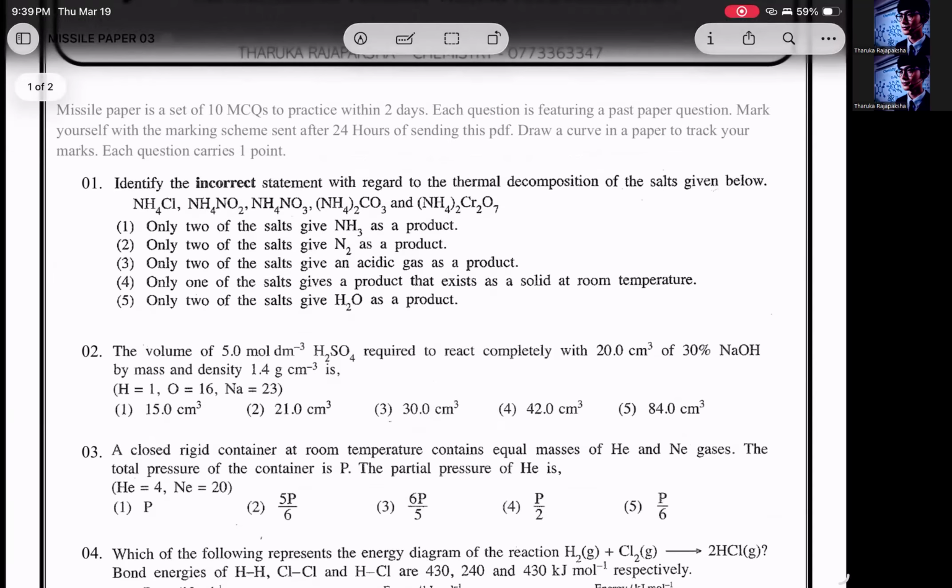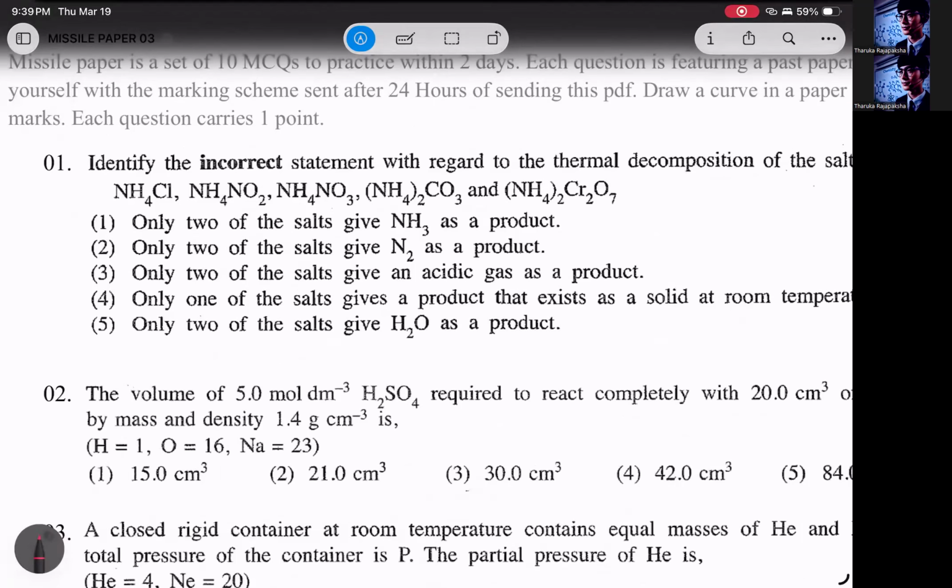So the first one, identify the incorrect statement with regard to thermal decomposition of the salts given below. So there is ammonium chloride, ammonium nitrate, ammonium carbonate, ammonium dichromate. All of these are ammonium salts. Out of them, there are 3 ammonium salts which do not give ammonia, right? Ammonium dichromate, ammonium nitrate, and ammonium nitrite. Out of those 3, there is one ammonium salt which gives a precipitate, Cr2O3, which is green in color. So those kinds of things are tested here.